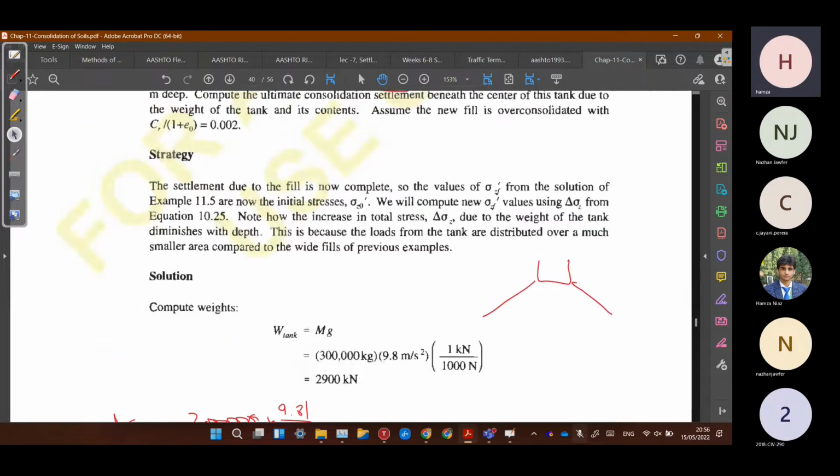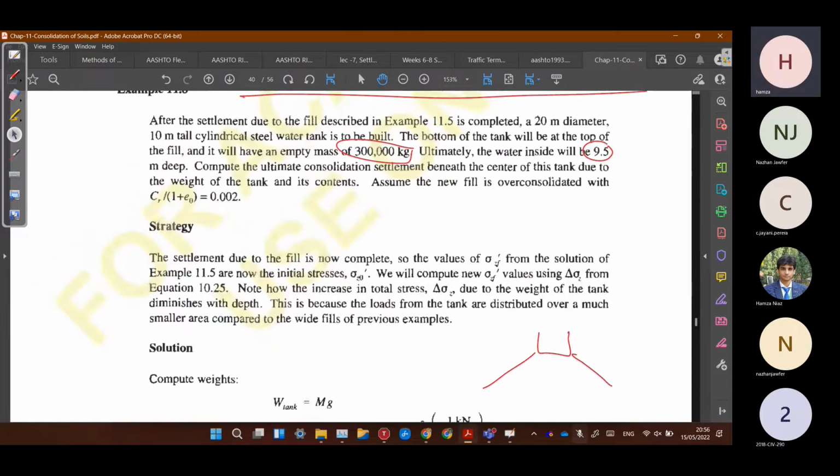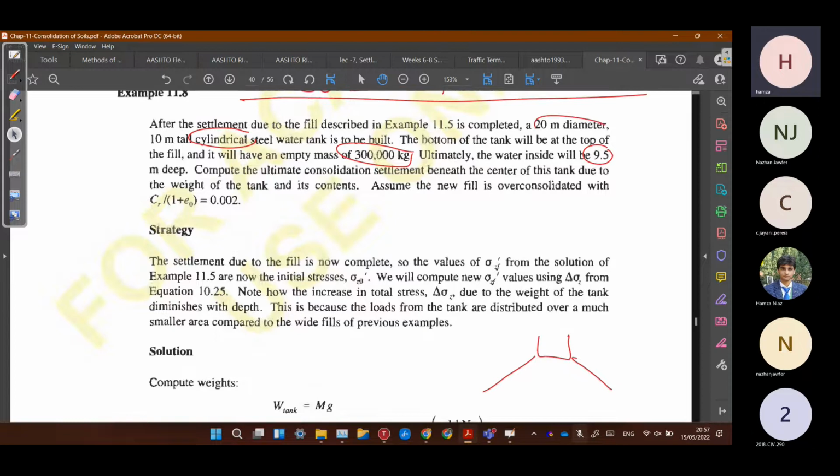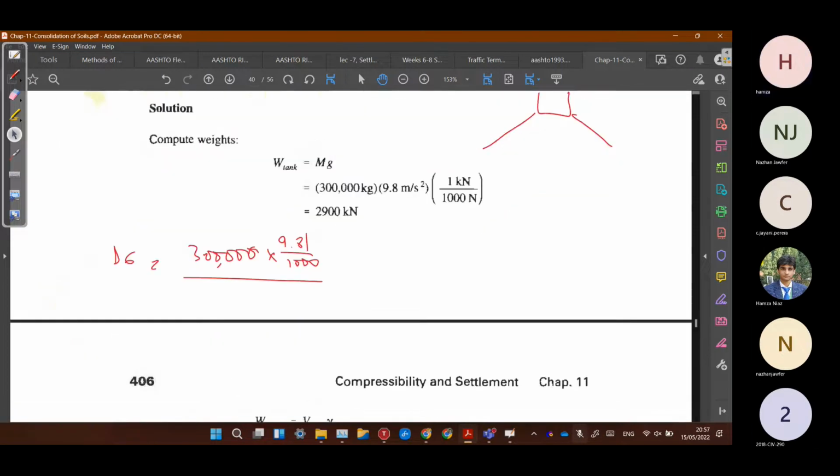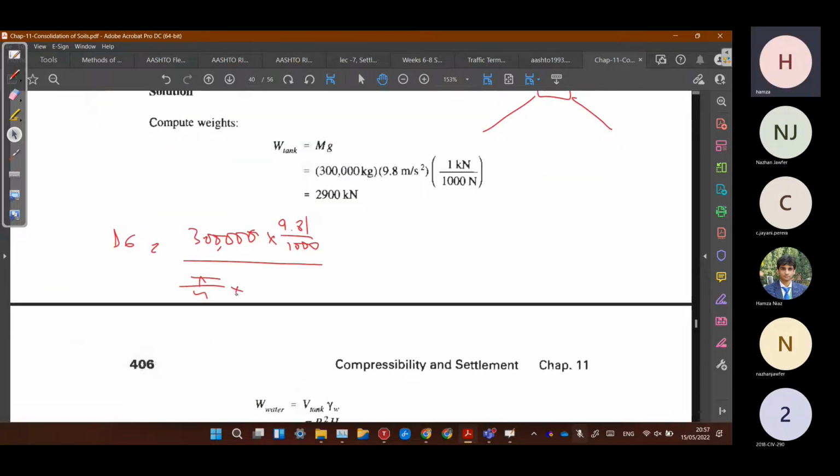So the area of footing is, they are saying this is a cylinder. So for a cylinder of 20 meters diameter, the area would be pi by 4 into d square, where d is 20 meters. So the area is circular, so it is pi by 4 into d square.